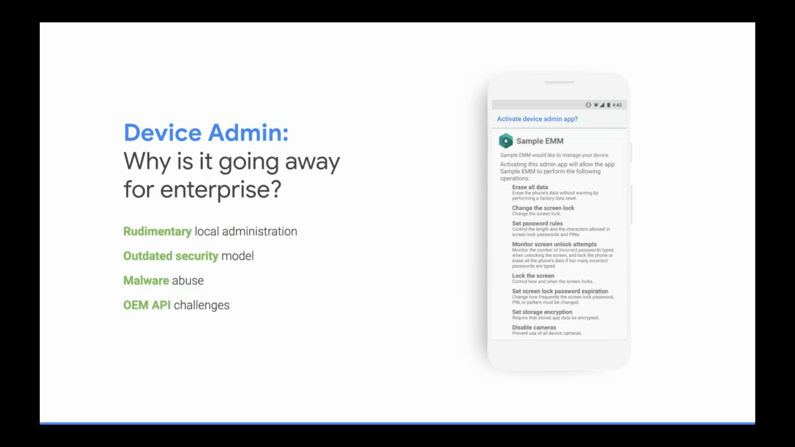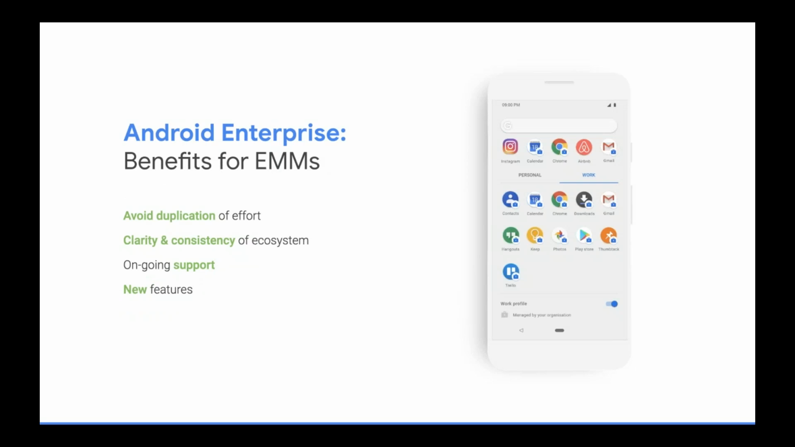The reasons why we wanted to deprecate Device Administrator, not only the challenges that I mentioned in the last slide, but also an outdated security model. Android Enterprise has a much better security model because of some of the challenges I mentioned with Device Administrator, privileges and permissions. There were chances for malware abuse, and again, making sure that we just have a consistent API set across devices. So with Android Enterprise, we avoid that duplication of effort with that consistent set.